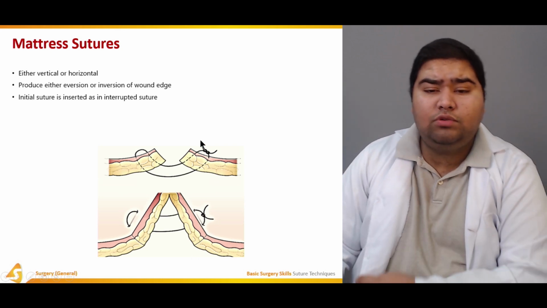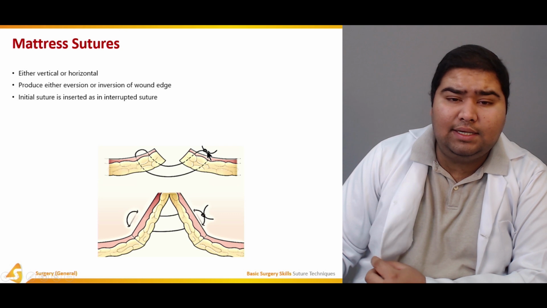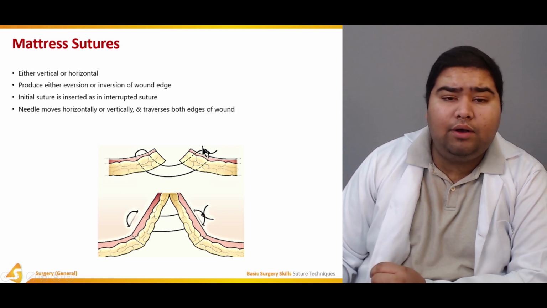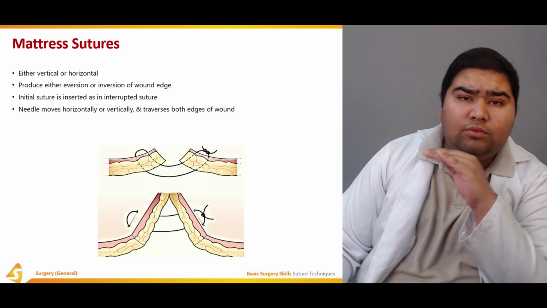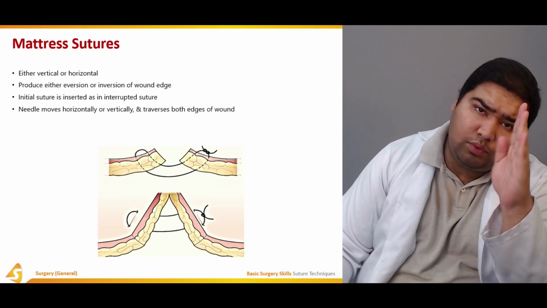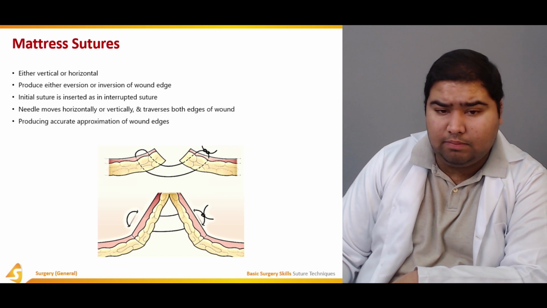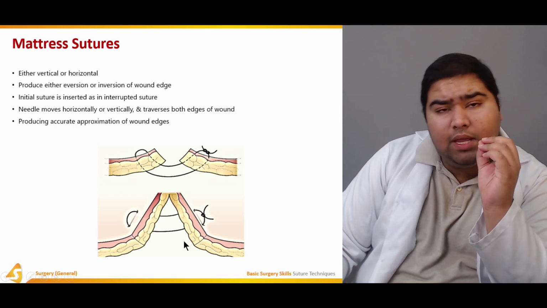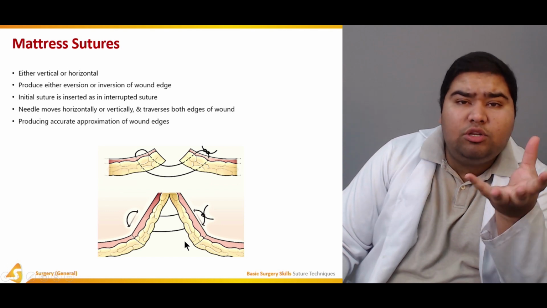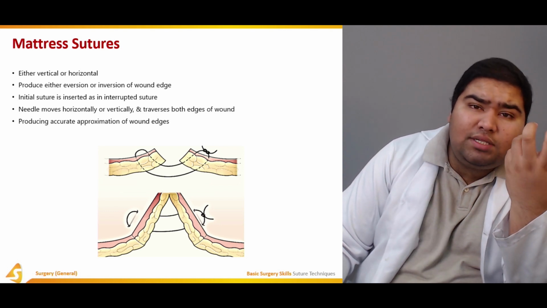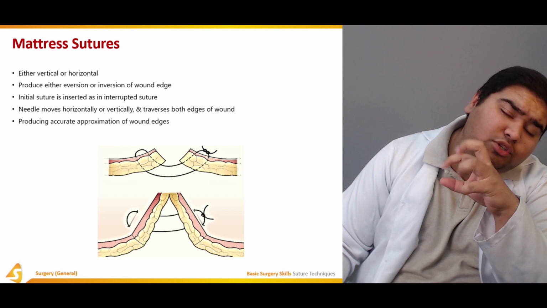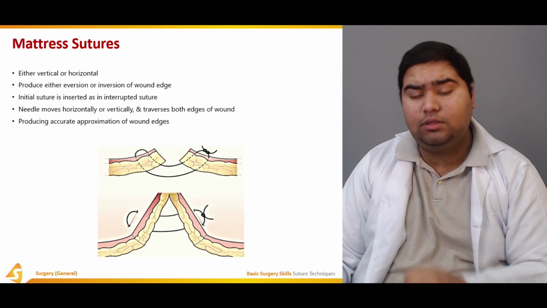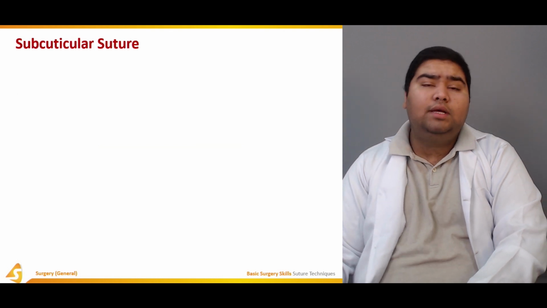Now the initial suture is inserted as an interrupted suture. Here you can see, the needle moves either horizontally or vertically, whatever the case might be. Now it produces approximation of the tissues that are being involved. Because it is a continuous type of suture, it is a mattress that involves two layers, so it provides correct approximation of the wound edges involved.